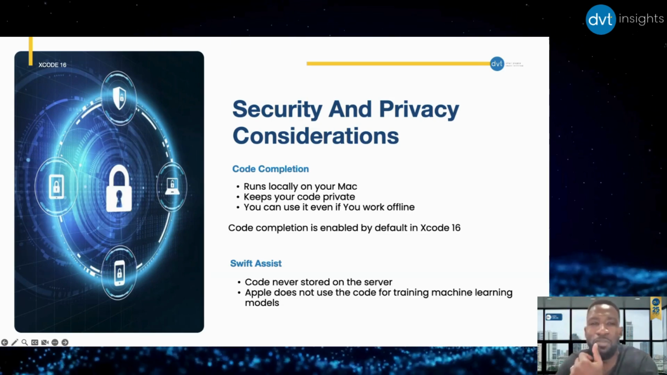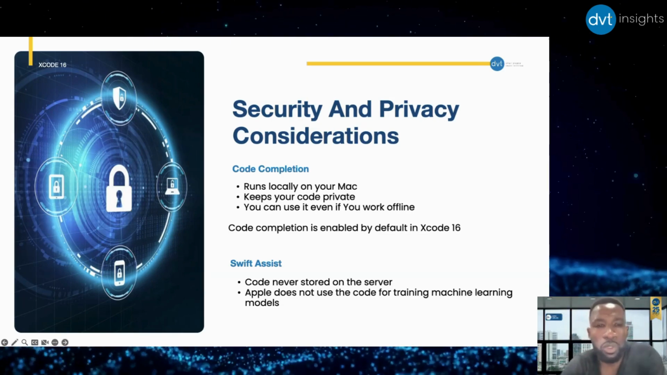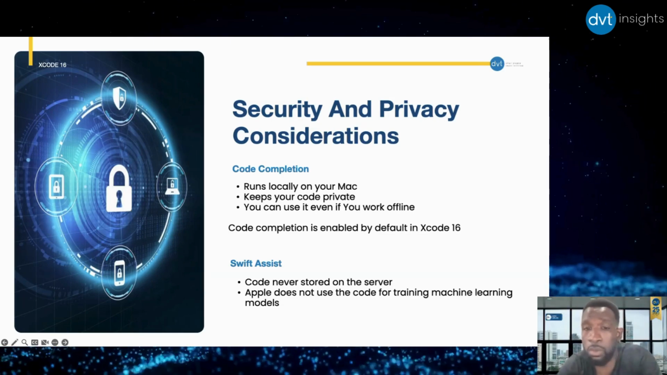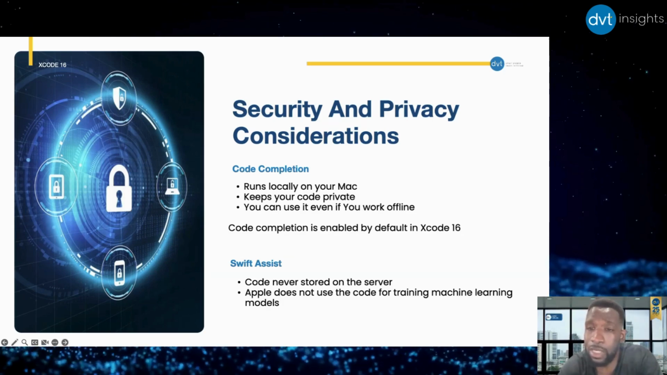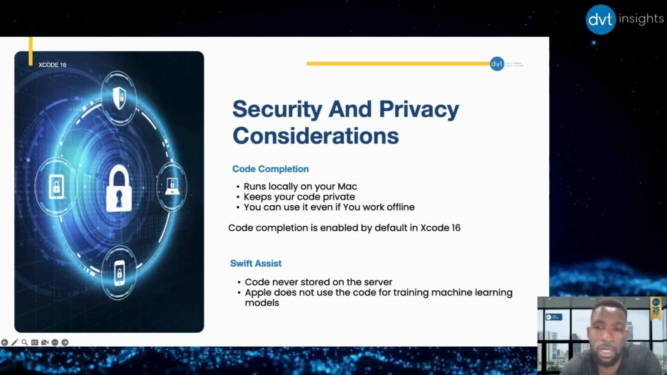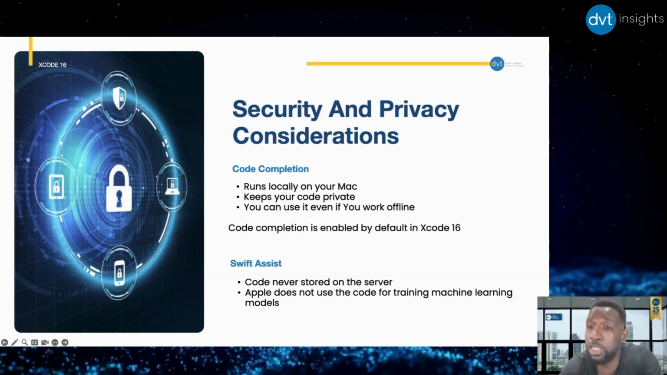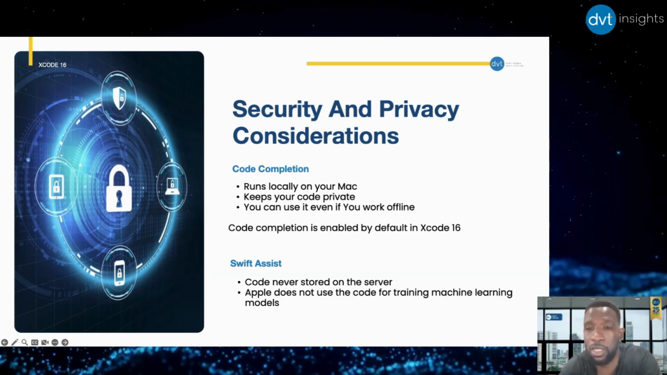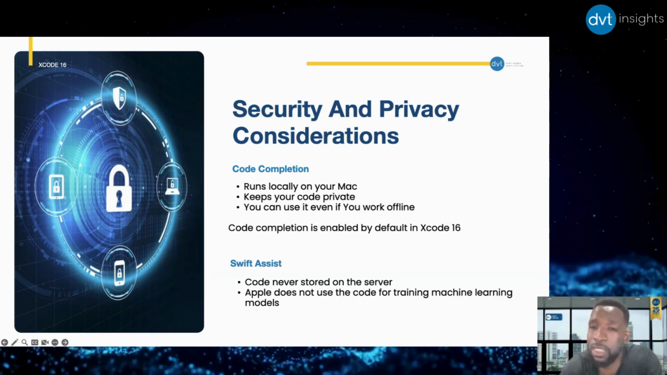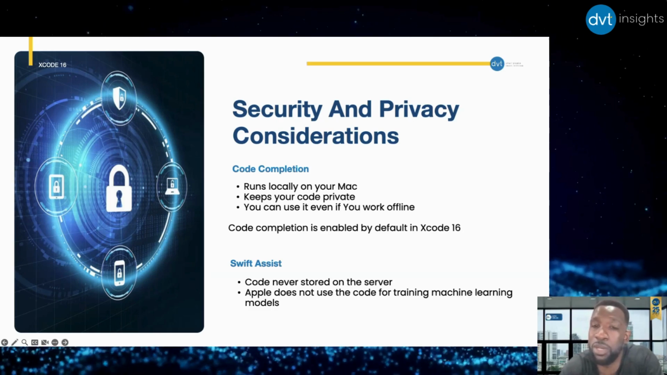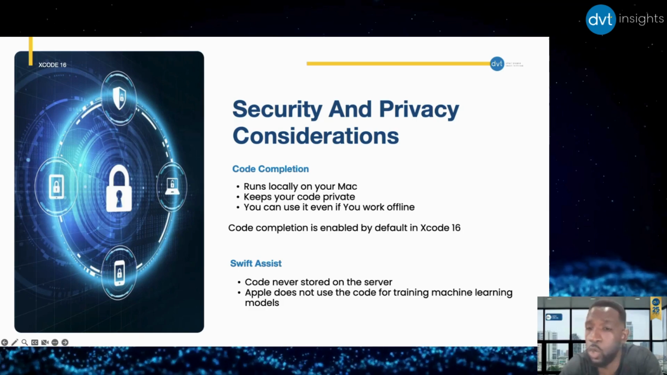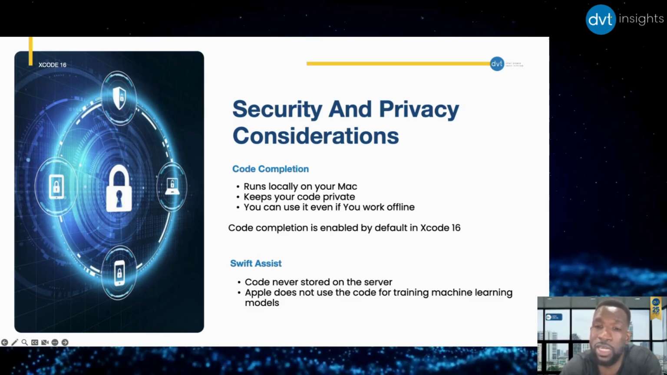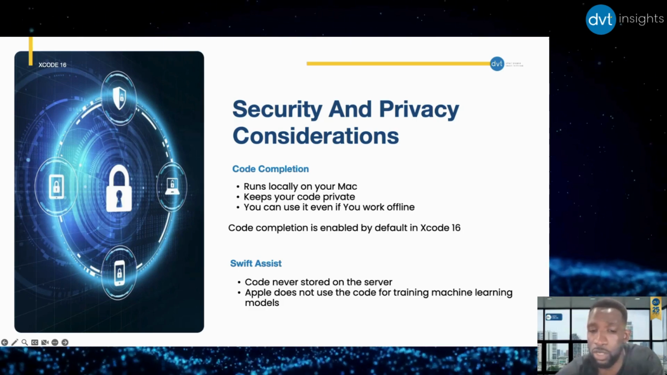Now, let's look at them from a security point of view. We say that code completion runs locally. We know that what runs locally and does not leave your device is always safer. So from that perspective, code completion is way safer than Swift Assist. However, Apple built Swift Assist with a security and privacy mindset. With that, your code is never stored on the server and is not used to train the machine learning models.